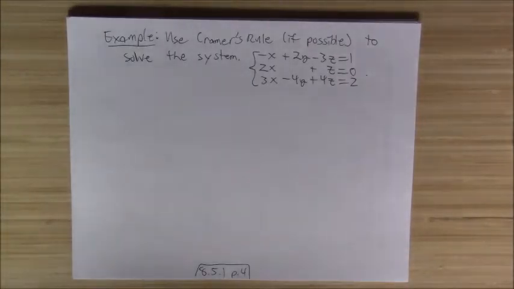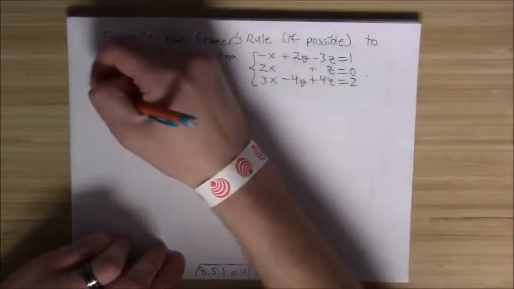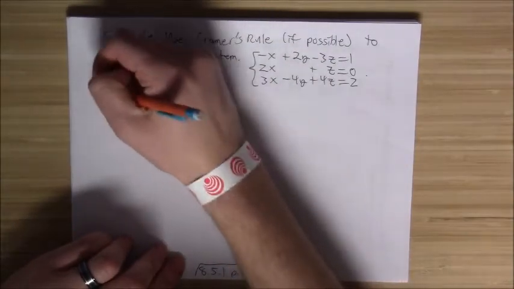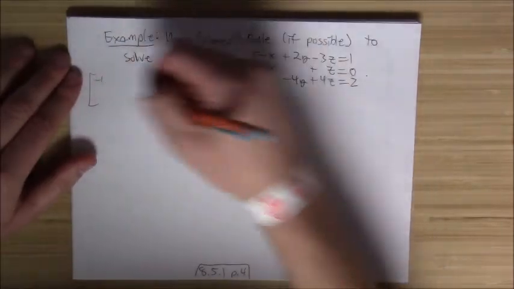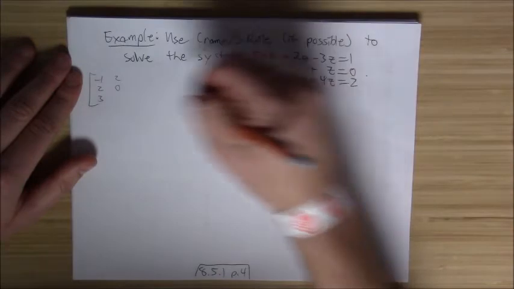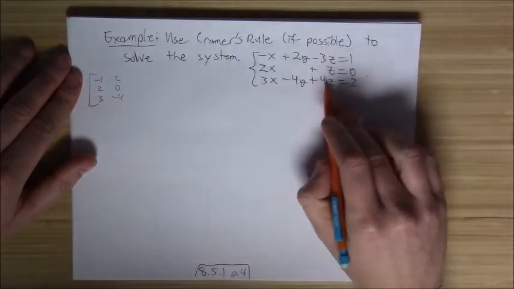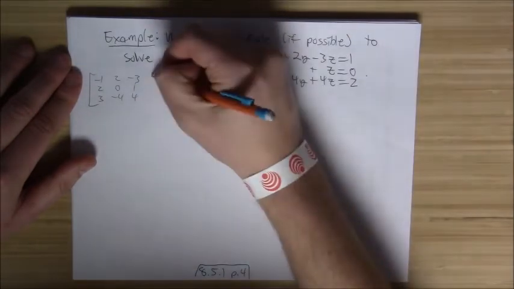So let's do another example. Let's use Cramer's rule to solve the following system. So here, same idea as before. Namely, we have here the augmented matrix: negative 1, 2, 3, 2, 0, negative 4, negative 3, 1, 4, and 1, 0, 2.